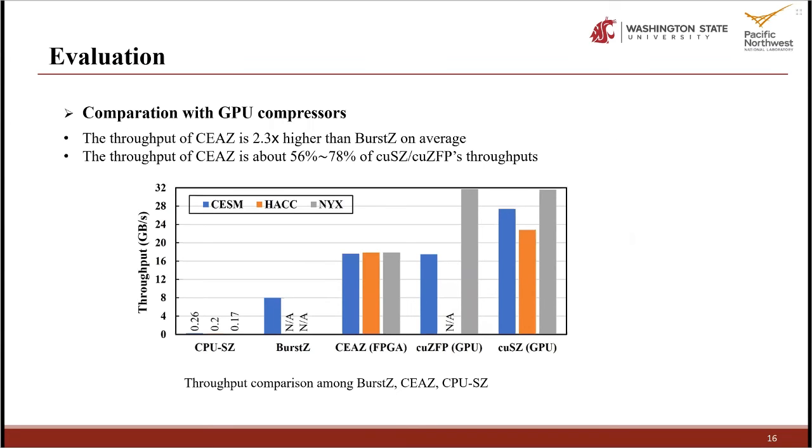Then I will talk about the comparison of compression ratio and throughput with GPU compressors. The throughput of CEAZ is about two times higher than BitComp on average. And besides, CEAZ can also reach 50% to 70% of cuSZ and cuZP's throughput.